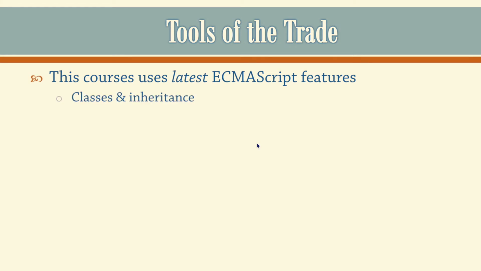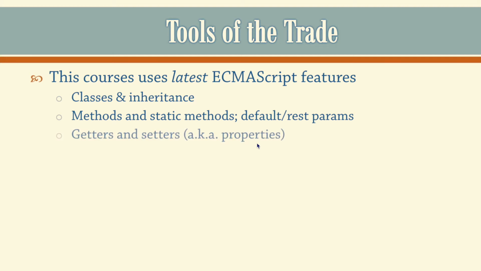So the things that we'll see are classes and inheritance. So you're not going to see me making functions which create objects. Instead, you're going to have classes and you're going to have constructors of those classes. Inside those classes, we'll also have methods, both ordinary methods as well as static methods. We're going to be using things like default method parameter values, as well as rest parameters and whatever other paraphernalia that comes with methods.